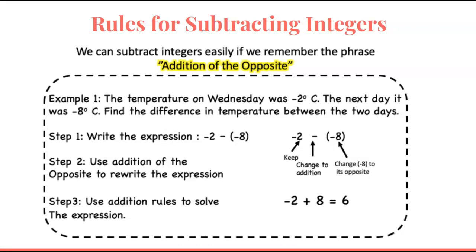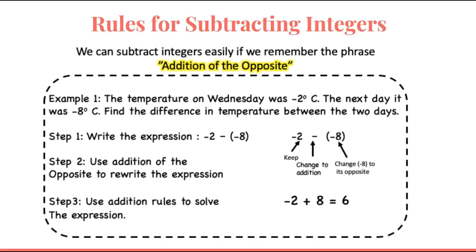Okay, and I'll explain what that means as we do the problem. Example 1 says, the temperature on Wednesday was -2 degrees Celsius. The next day, it was -8 degrees Celsius. Find the difference in temperatures between the 2 days. We see difference, we know we're talking about subtraction. Okay, so the first thing we do is write our expression down. We started with -2, subtract away -8. Okay, so I'm subtracting a -8.